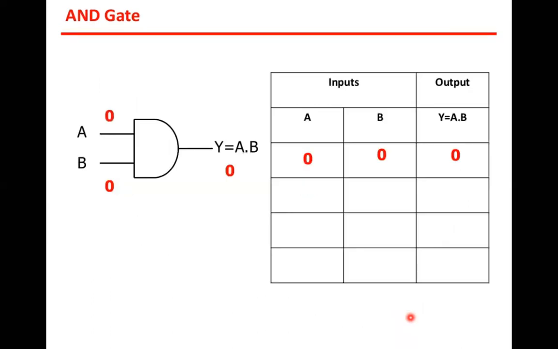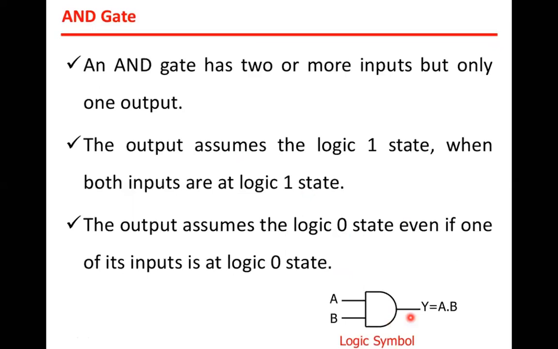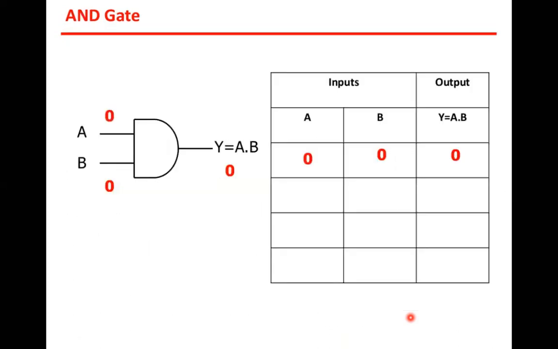Now we'll try to understand this. Once again, I'll define the AND gate. An AND gate has two or more inputs, but only one output. The output assumes the logic 1 state only when both inputs are at logic 1 state. Let us see the truth table and how it behaves.